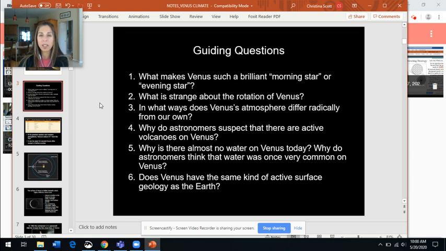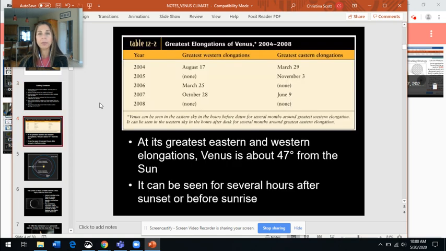Why do astronomers suspect there are active volcanoes on Venus? Also think about why is there almost no water on Venus today? And why do astronomers think that there was once water on Venus? And does Venus have the same kind of active surface geology as the Earth? So is it as geologically active as the Earth?